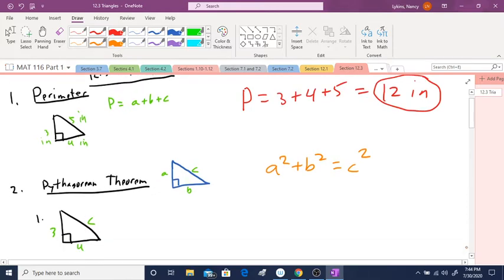So let's take a look at example number 1. Let's say if I give you 3, 4, and I need to find that third side. Okay? Now, technically 3 is going to be A. So I'm going to say 3 squared. My B is going to be 4, and I'm trying to find the C squared. Okay, 3 squared is 9, 4 squared is 16. Add those together, you get 25 equals C squared.